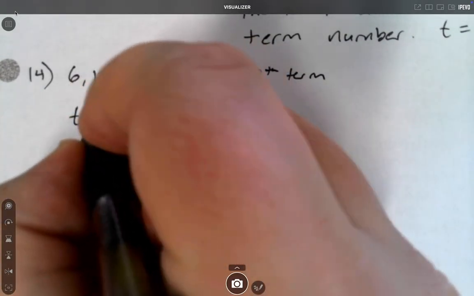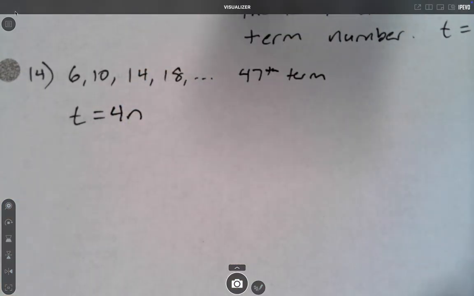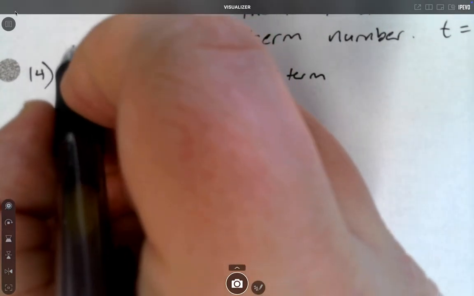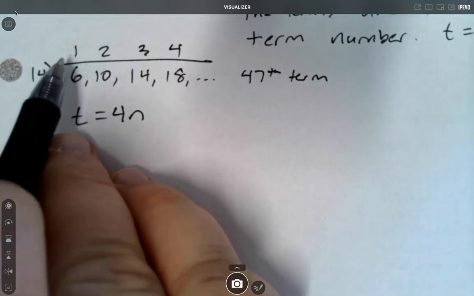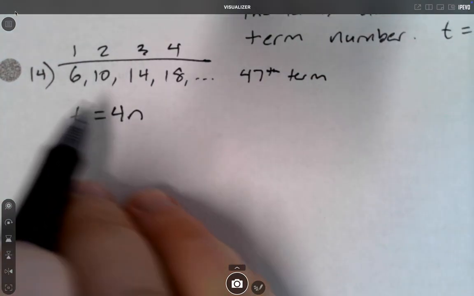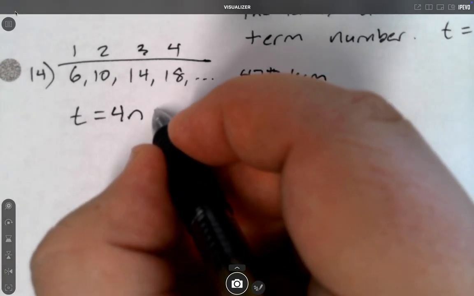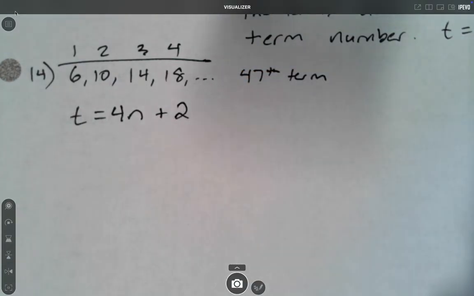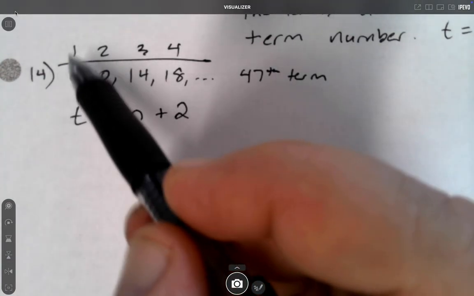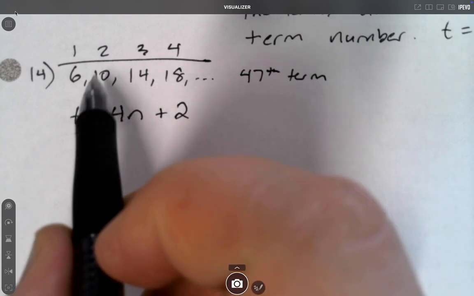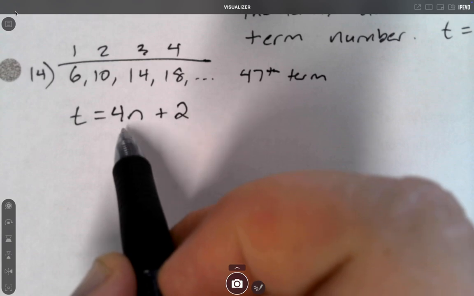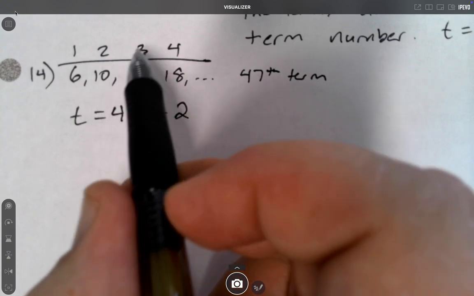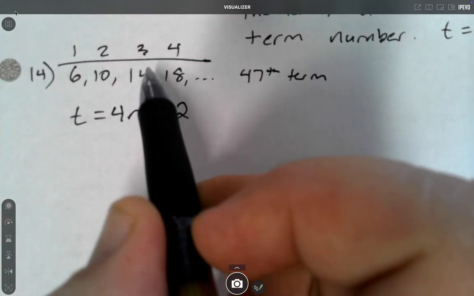So I know it'll be 4n, but if I plug in 1, because that's the first term, 1 times 4 is 4, so that doesn't quite make it to 6. So I'll have to add 2 to make it get up to 6. So let's just double check this with the others. So 1 times 4 is 4, plus 2 is 6. 2 times 4 is 8, plus 2 is 10. 3 times 4 is 12, plus 2 is 14.